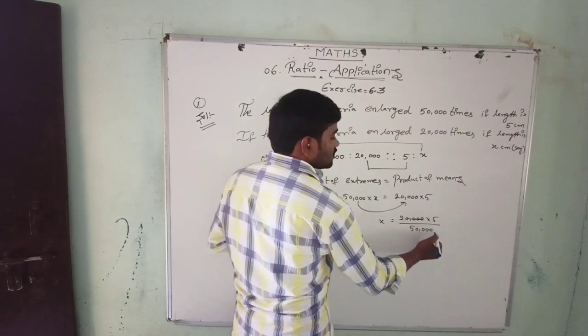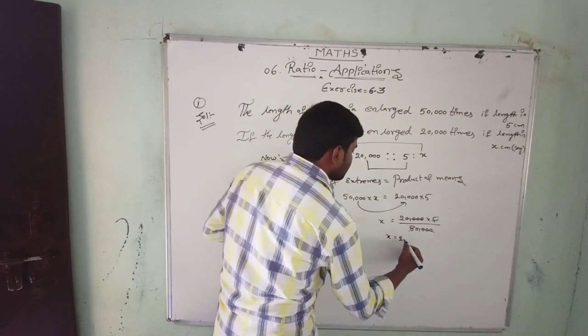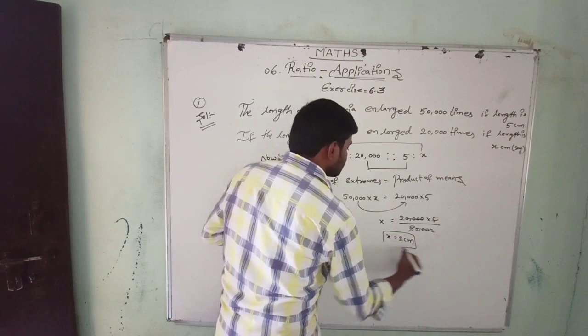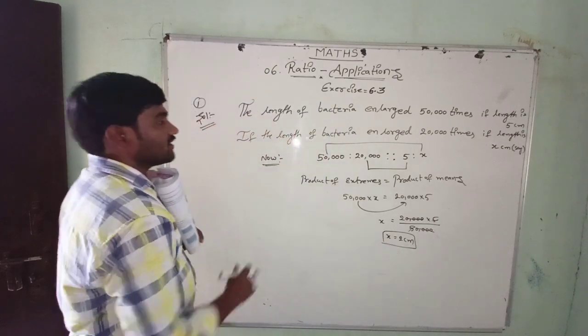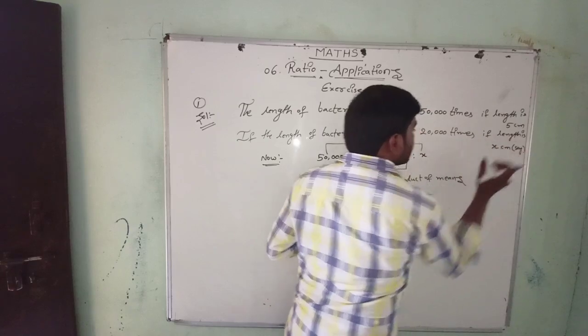Here all these zeros get cancelled. 5 ones are 5, 5 ones are 5. Then x equals 2 centimeters. If the length of bacteria is enlarged 20,000 times, it will be 2 centimeters.